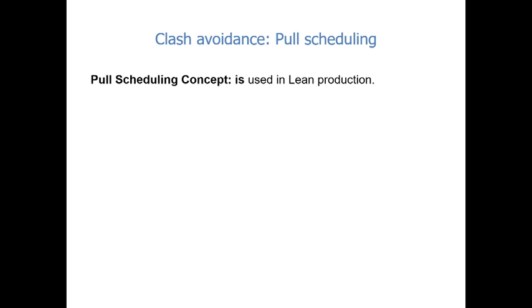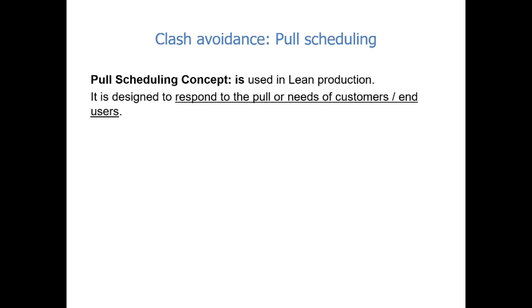Okay, do you know what lean production is? Yeah, lean production with minimum waste, including time and resources. Yeah. Lean is a big topic. Okay, lean production is designed to respond to the pull or needs of customers, or end users.